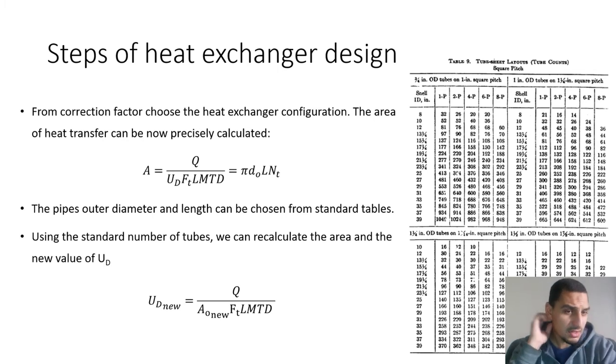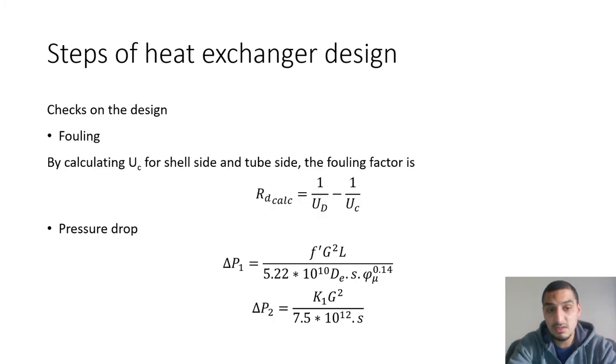Of course, there are some values that will be assumed, like the baffle spacing. This is something that you can assume, and there are standard values as well that you can pick from. But I now need to confirm that the design that I chose is suitable from the fouling point of view and from the pressure drop point of view. So I need to calculate the fouling factor and make sure that it is suitable compared to the allowable value that I have in the very beginning.